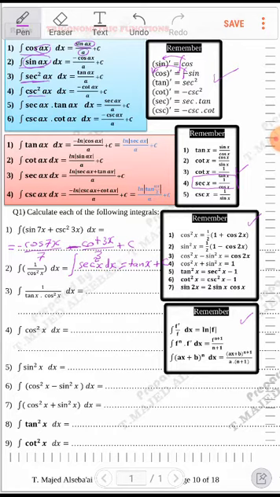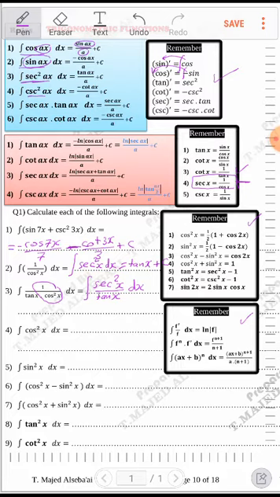The next question. Do we have a standard rule for 1 over tan x cosine squared x? We don't have. So I have to change it. We said that 1 over cosine squared is sec squared according to this rule. So this will be written as the integration of sec squared x, which is 1 over cosine squared, over tan x, I don't touch it, dx.